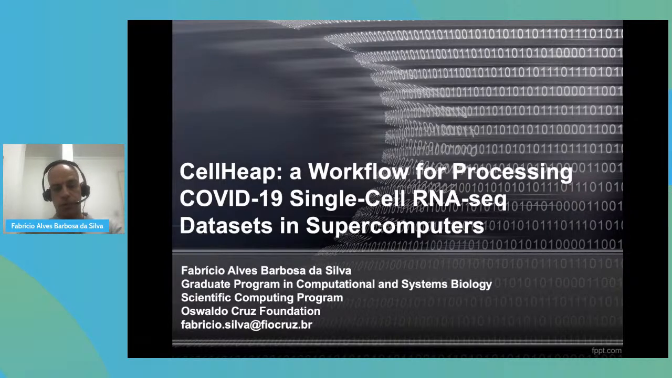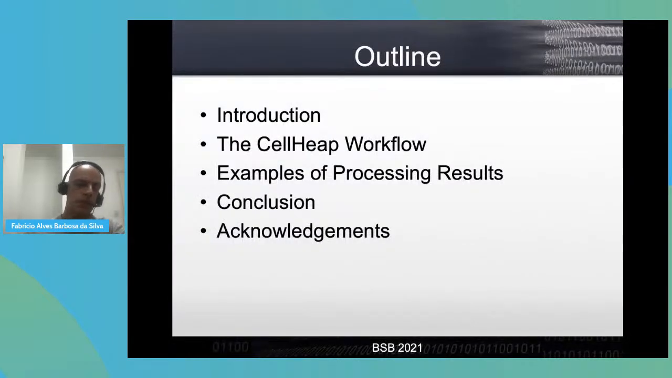My name is Fabrício Silva. I am a public health researcher at Oswaldo Cruz Foundation. And the title of my talk today will be CellHeap, a workflow for processing COVID-19 single-cell RNA-seq datasets in supercomputers. I will start my talk with some background information. Then I will present the CellHeap workflow and I will give you some examples of processing results. Then we will have some conclusions and acknowledgements.